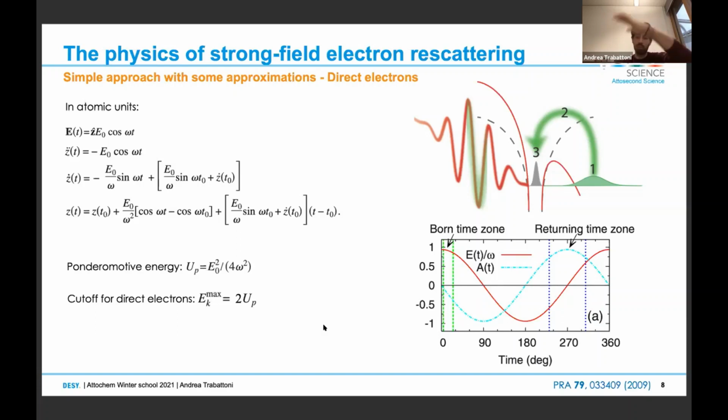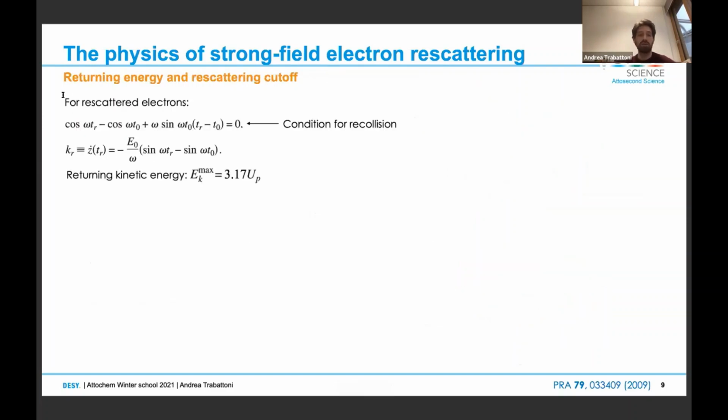But as I told you, there is a portion of the electron wave packet that can return onto the parent ion. And for rescattered electrons, we need a further equation, that is the constraint of recollision. So basically, we are requiring that the position of the electron at the time of rescattering, or recollision, as you want to call it, is equal to 0. So it comes back to the origin. And if we combine this with the momentum at rescattering, we can estimate the famous maximum kinetic energy of the electron at recollision, that is around 3Up.